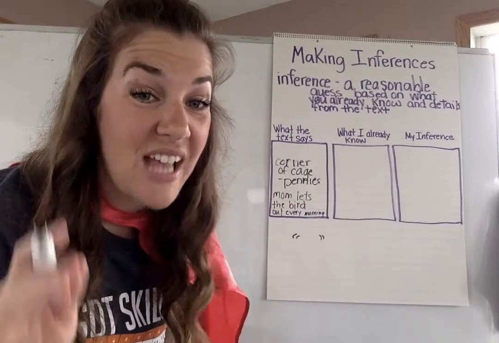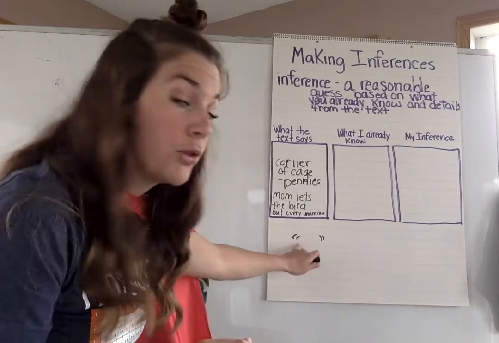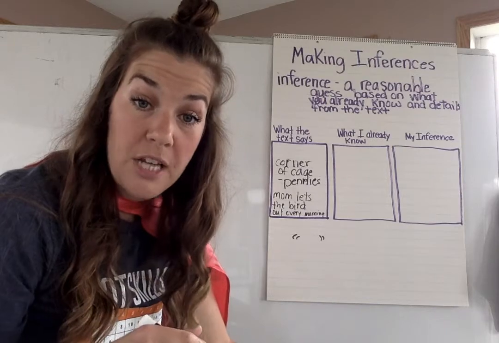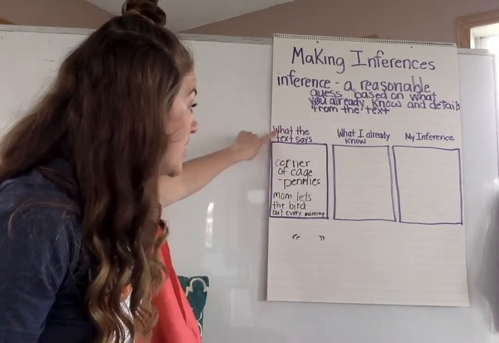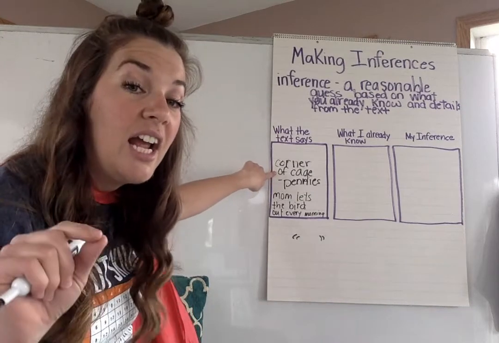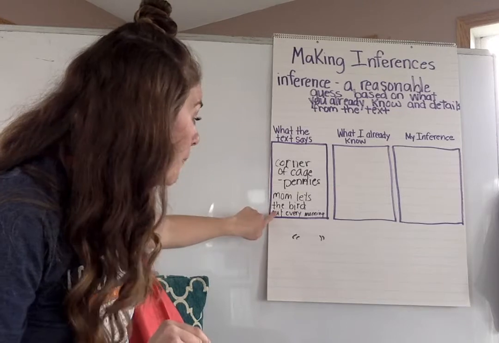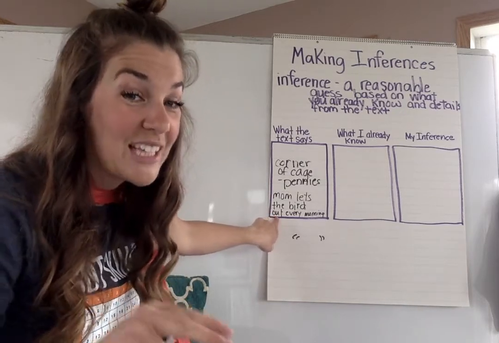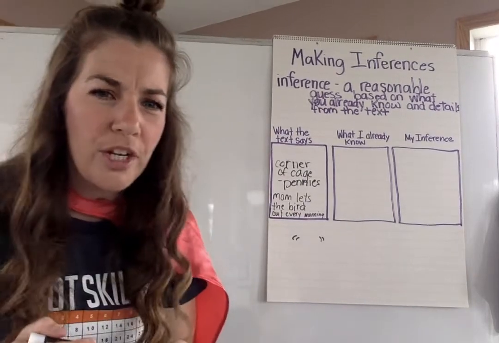Now remember, that's exactly what the text is saying. If you copied it word for word from the text, just remember to put those quotation marks around it. I'm just shortening it for sake of time, okay? So the text evidence that I have, or what the text says, is that in the corner of the cage, they found a pile of pennies. And I'm also finding out that Mom lets the bird out of its cage every morning. Now I have to think, what do I already know about this topic?